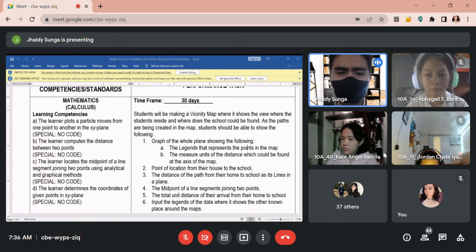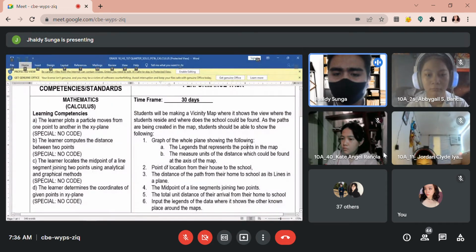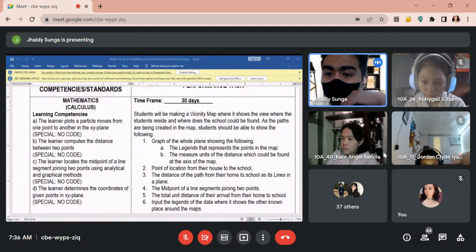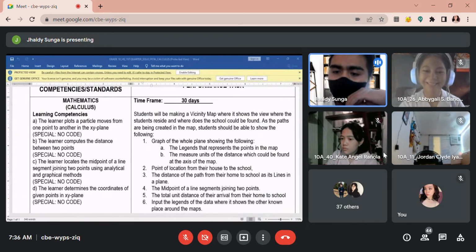Also point the locations from their house to the school. That's the one that I'm saying. And the distance of the path from their home to school as lines in a plane. For this one, yesterday we discussed the distance formula. I hope you get it, or if you are still having a hard time with that one, I am open. You could have a group session if you want to request. I will be giving you my time.